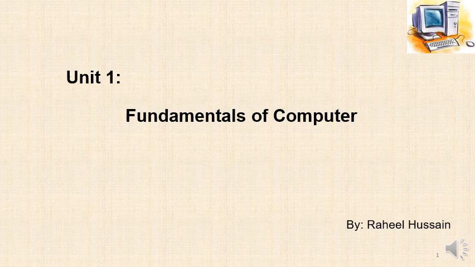Students, we are in unit 1, that is fundamentals of computer. In today's lesson we will talk about the classification of digital computers.